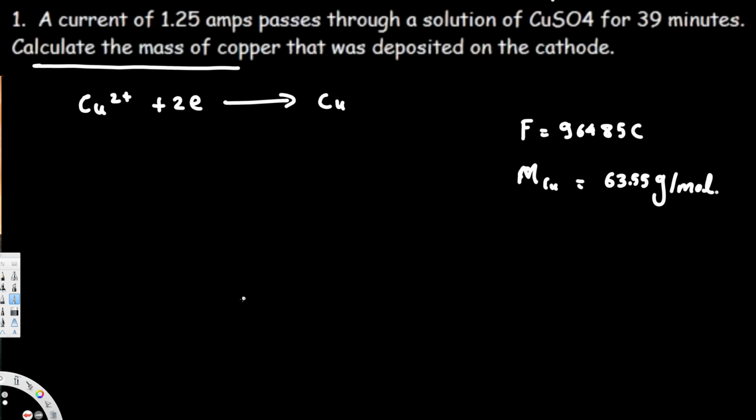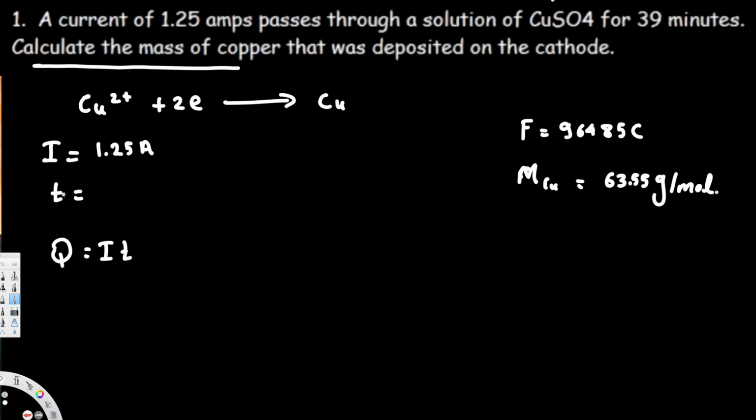Now let's see how we can calculate this one. The given information are current, that is 1.25 ampere, and the time, that is 39 minutes. Here we have to convert this into seconds, because we are going to use this equation: Q is equal to IT. First of all, we have to calculate the charge. Then we use Faraday's constant and molar mass to convert this into mass.